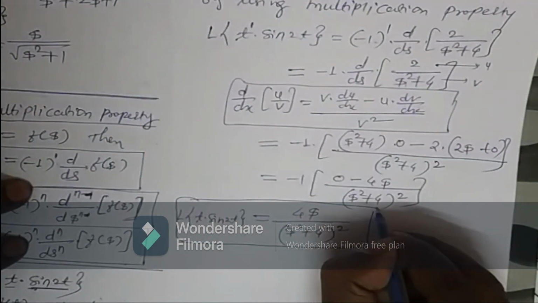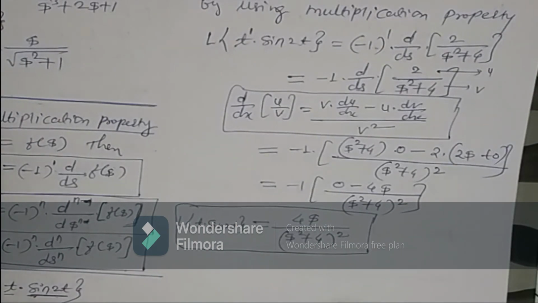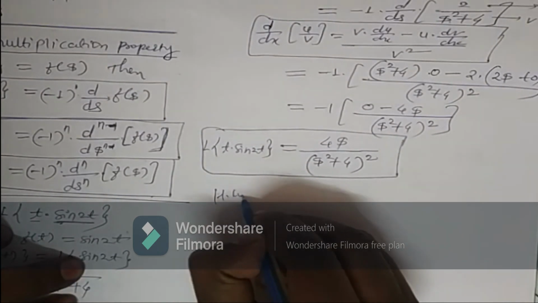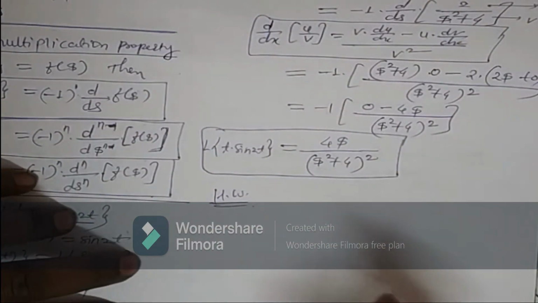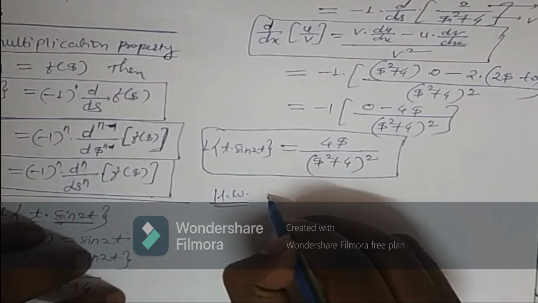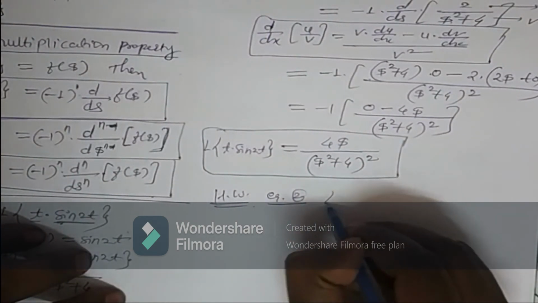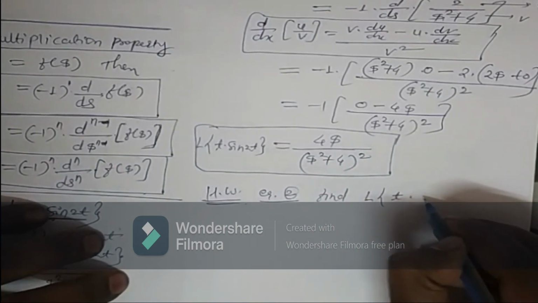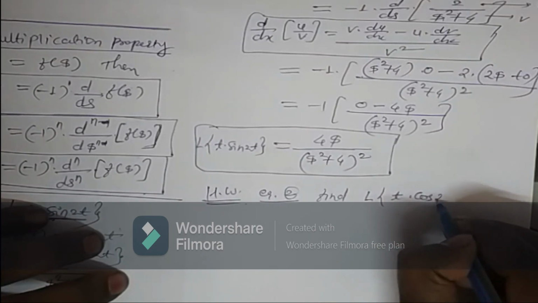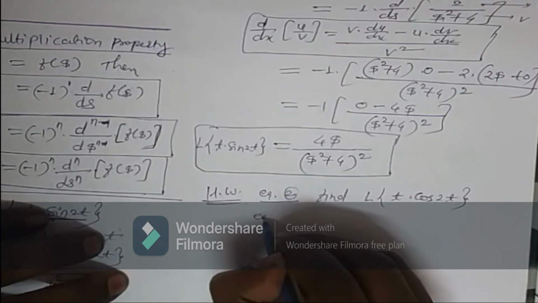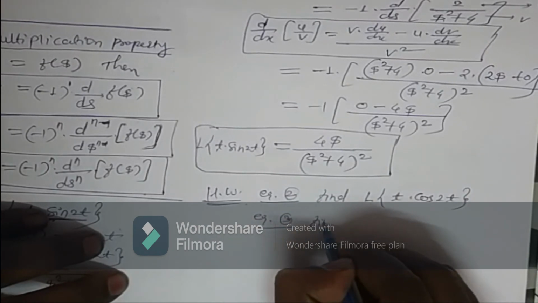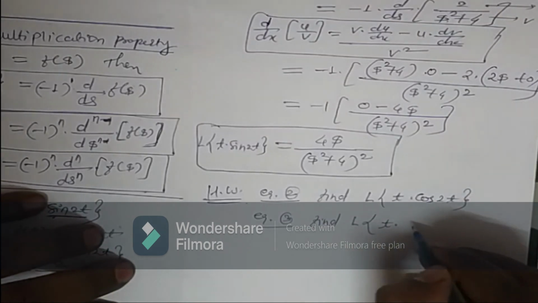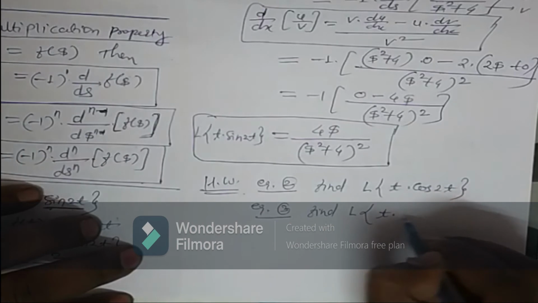So this is the answer. This is very simple, isn't it? Now there are some examples for homework, so try to solve these examples at home. Example number 2: find the Laplace transform of t into cos 2t, a simple example. And example number 3: find the Laplace transform of t into sin^2 t.